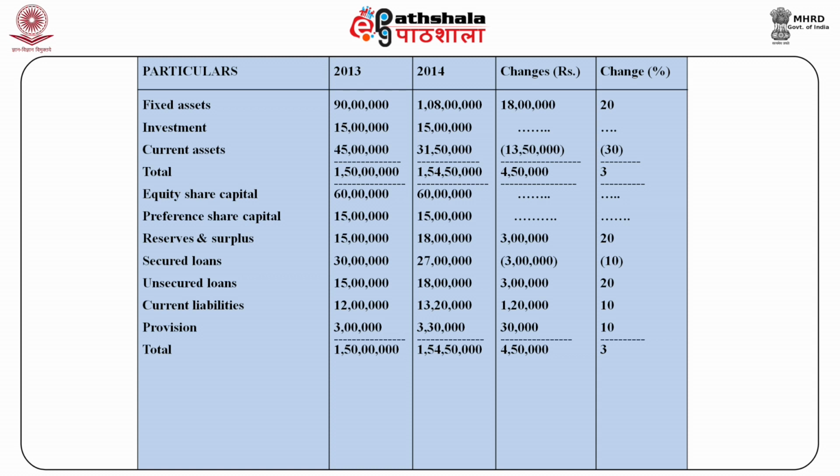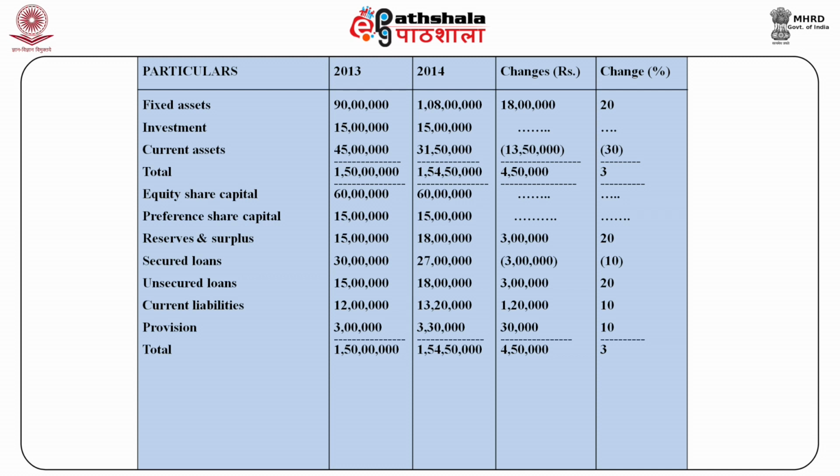Then we have current assets for the year 2013 that is 45 lakh and for the year 2014 we have 31 lakh 50,000. That means there is decrease in current assets by 13 lakh 50,000. In percentage terms it comes to 30% of the total. That means we have the total assets for the year 2013 with 1 crore 50 lakh and for the year 2014 we have 1 crore 54 lakh 50,000, registering an increase of 4 lakh 50,000 with a percentage of 3% increase in total assets.